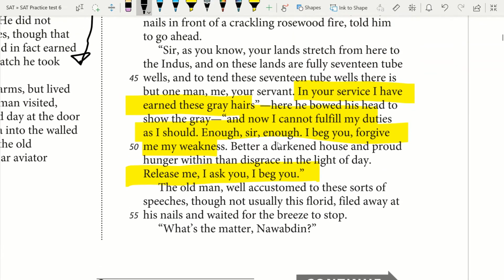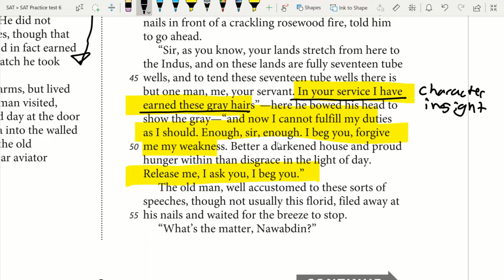All right, next we have, in your service I have earned these gray hairs. Okay, why did I highlight this? I highlighted this because this shows his loyalty and dedication to his employer, which really highlights the character insight as well, right? It's giving me more character insight because it's showing me how Nawab has been very, very loyal and dedicated to his employer for many years.